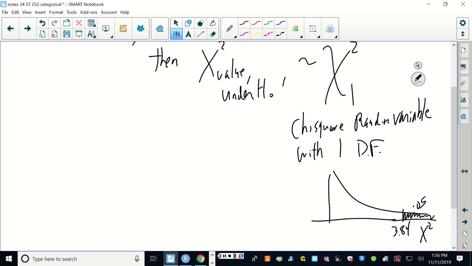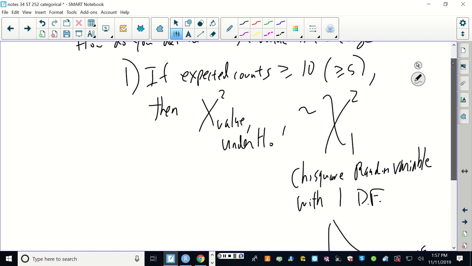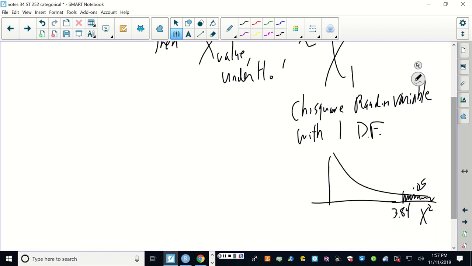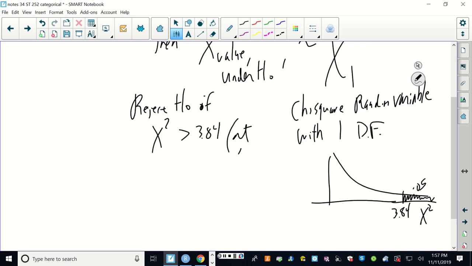So it turns out, if we have a fairly large sample size in the table, and so expected values aren't too small in any of those 4 cells, then our X squared statistic under the null hypothesis should have a distribution like this. And we can say that we reject the null hypothesis at a certain level if it's bigger than 3.84, right? So reject H0 if our X squared value is greater than 3.84. And this is done at the alpha 0.05 significance level.